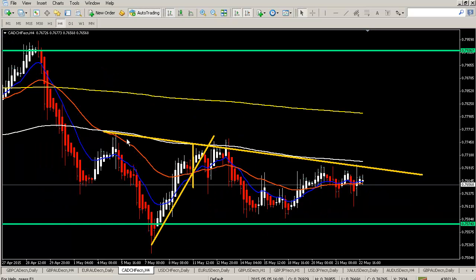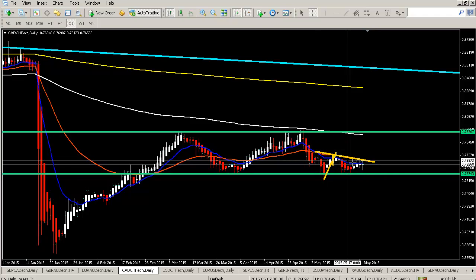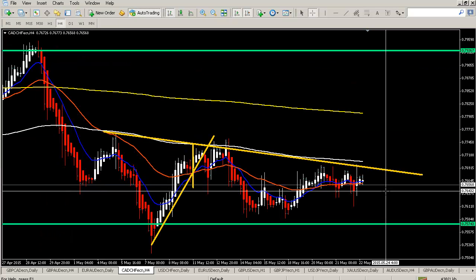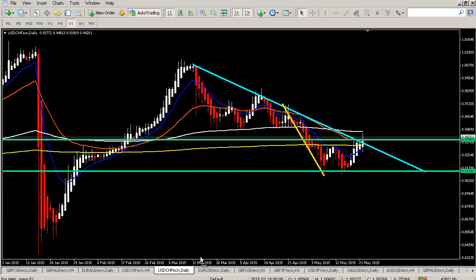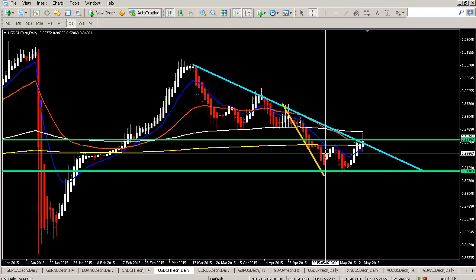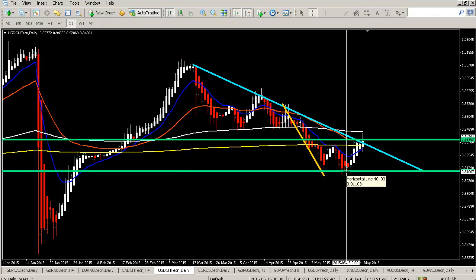CAD CHF still ranging, and as I said, look on this daily chart, as long as it's here and not getting below this green line or breaking resistance up here, look at the 4-hourly chart. We're not interested in trading except bounces in this range. Okay, only bounces.